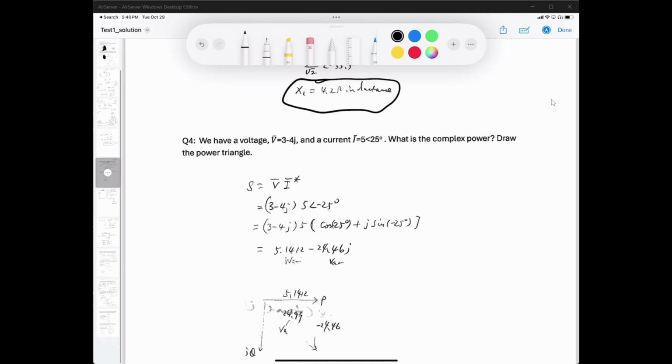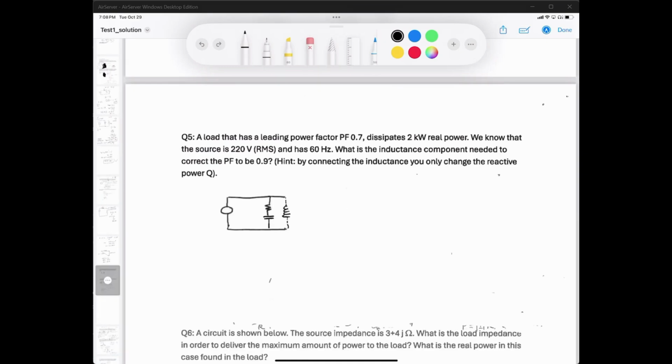So, let's do question 5. We have this problem. A load that has a leading power factor of 0.7 dissipates 2 kilowatts of real power. We know that the source is 220 volts RMS and has 60 hertz. How do we change the inductance component needed to correct the power factor to 0.9? Okay, so this is a pretty tough problem, but it's not as bad as you think.